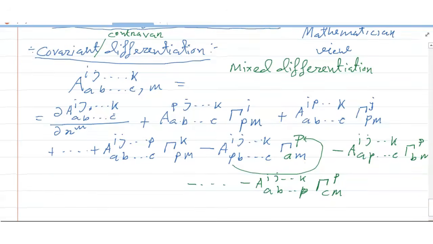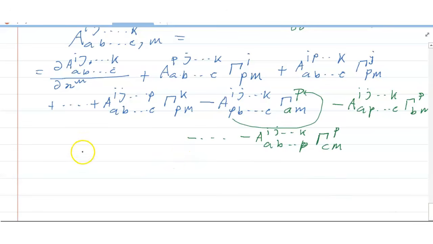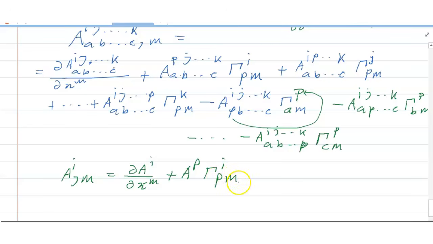So friends, how can I write A i j m equals del A i divided by del x m plus A p gamma i p m, and for the contravariant differentiation, then it should be plus A p and gamma p in the positions.